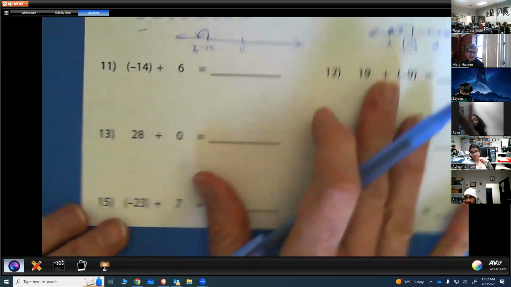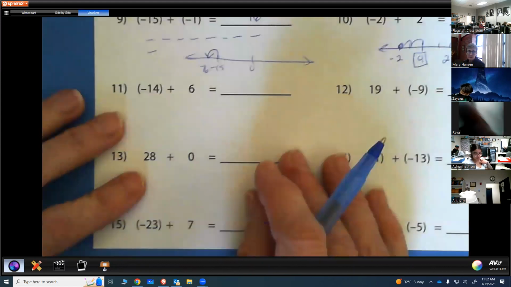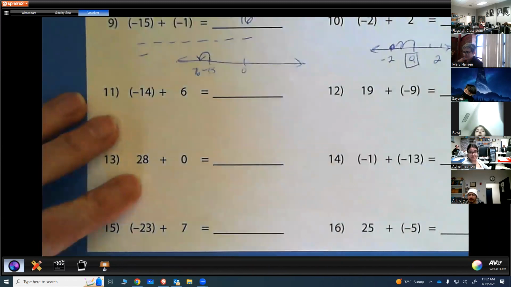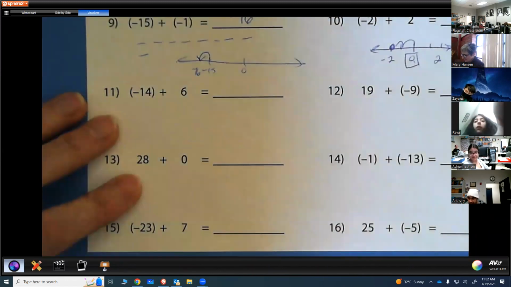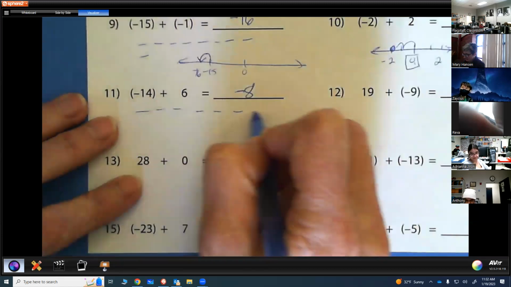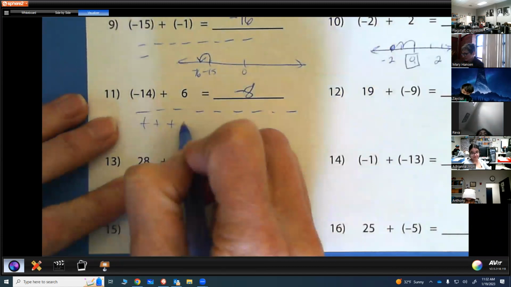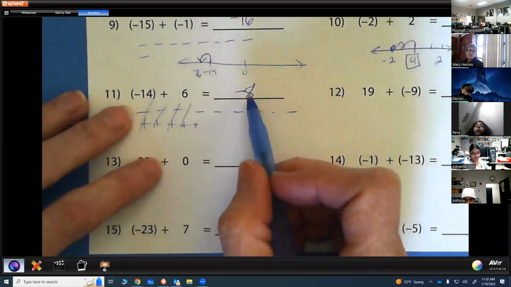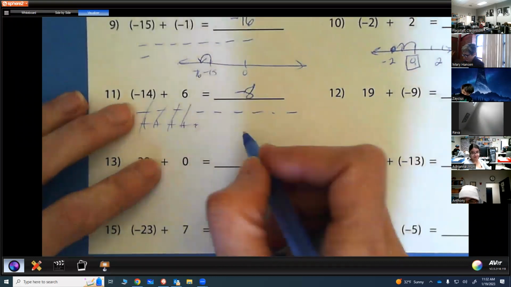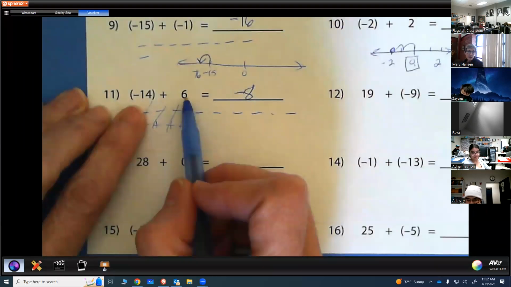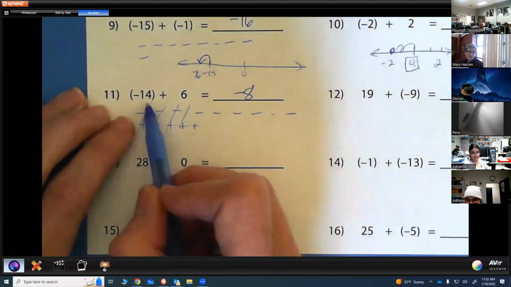All right, number 11. What do we have for number 11? -8. -8. Good. I've got 14, got lots of negatives. I have only 6 positives. So when they start canceling out, I'm going to be left with negatives. And there's going to be 14 minus 6 or 8 negatives left. My rule says if the signs are different, I subtract and I take the sign of the larger value.